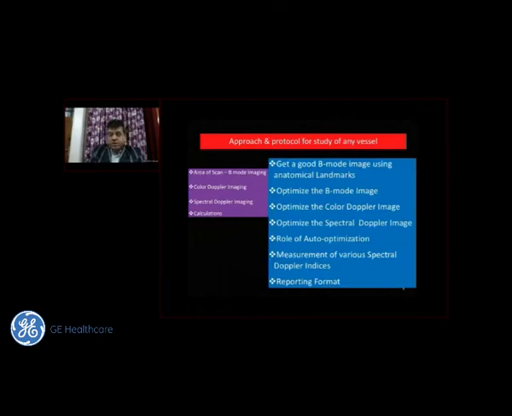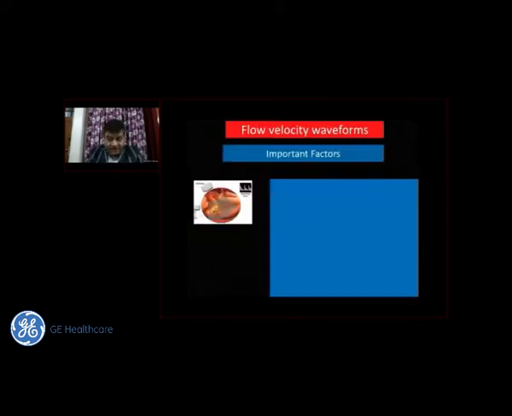Now to get a Doppler, we need to get a good B mode image using anatomical landmarks. These issues are extremely important because we don't want our umbilical artery to be insonated at the wrong end. We must optimize the B mode images. We must optimize the color Doppler images. We must know how to do spectral Dopplers and the role of auto optimization. We must measure the various spectral Doppler indices and of course report and interpret. That is again a very important thing.